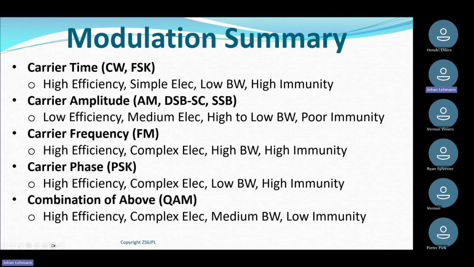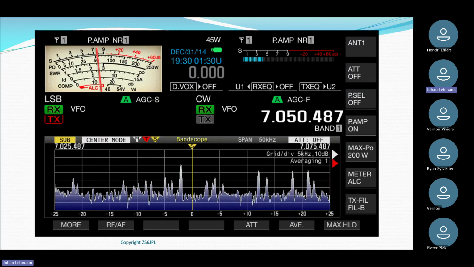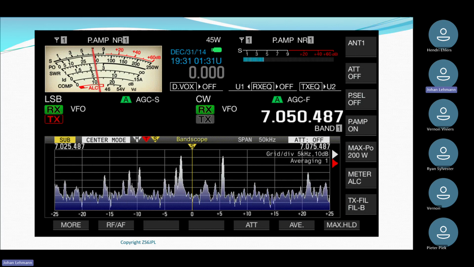Okay, that's modulation. I don't know if there's any questions while I take a sip of coffee.